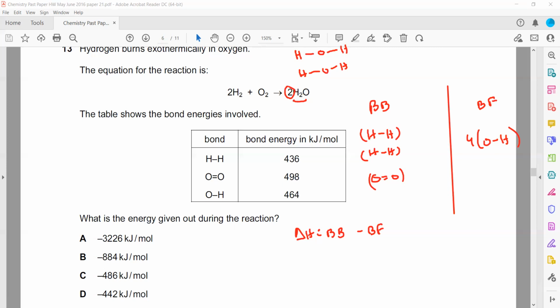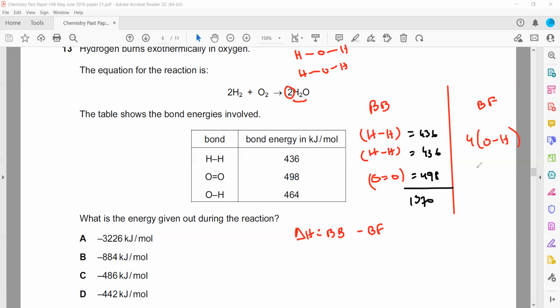So bond breaking, hydrogen is 436. Hydrogen, this is also 436. And oxygen double bonded with oxygen is 498. This will be the bond breaking energy. We sum this, and we'll get the bond breaking energy. So 436 plus 436 plus 498.